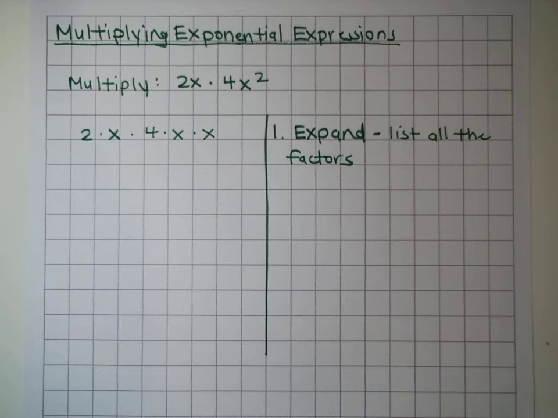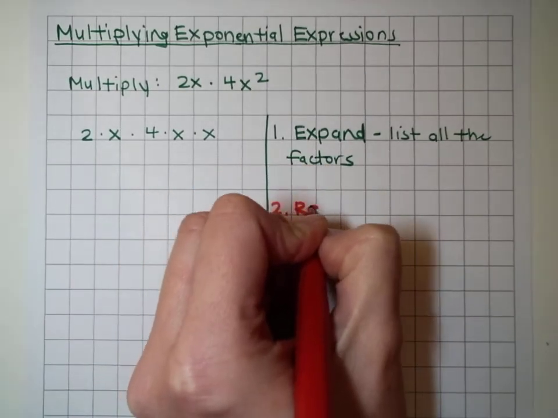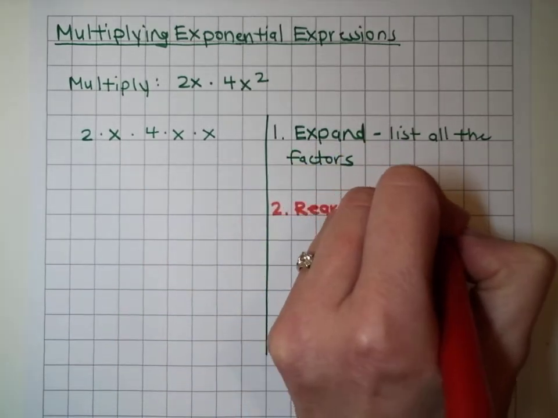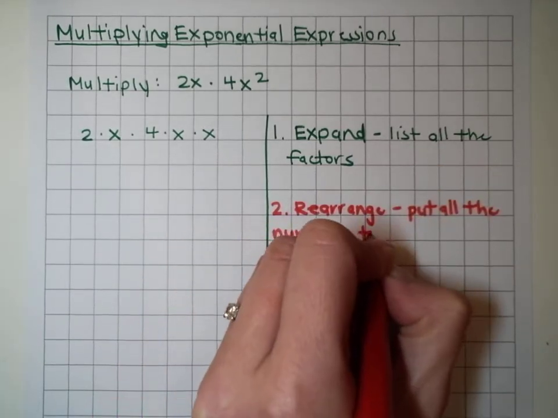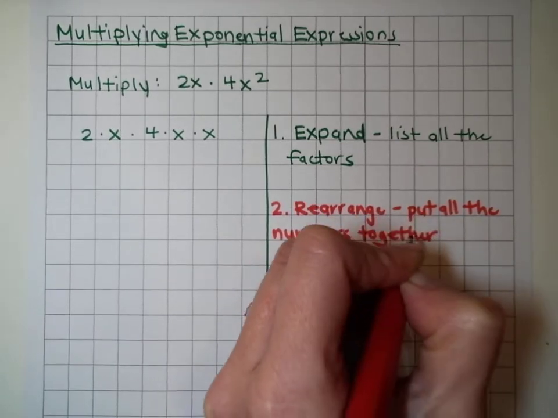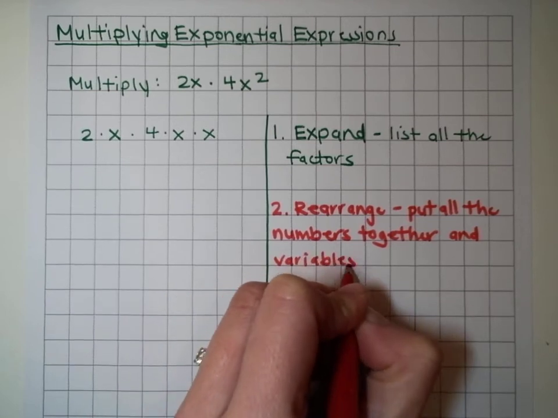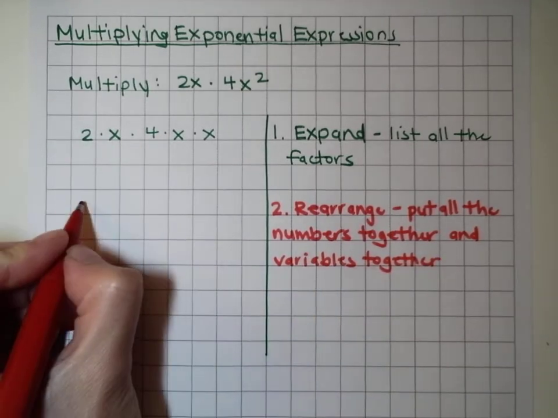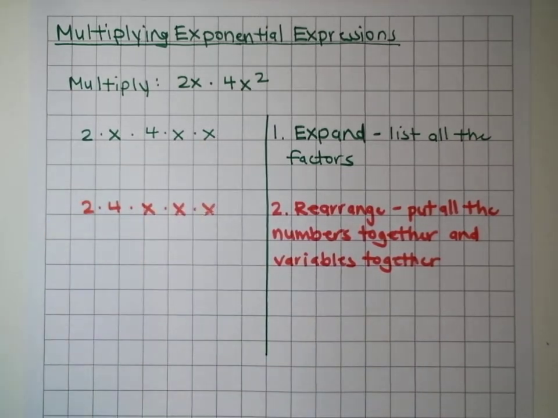Next, we want to rearrange. We want to put all the numbers together and all the letters or the variables together. Step 2, rearrange. And that means put all the numbers together and variables together. So we'll put 2 and 4 together, and then we'll put all of the x's together. There's 3 of them.